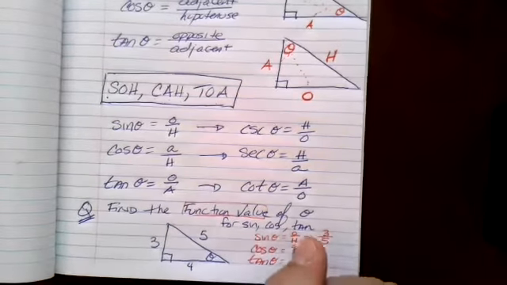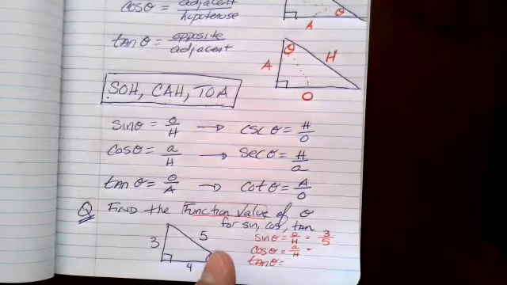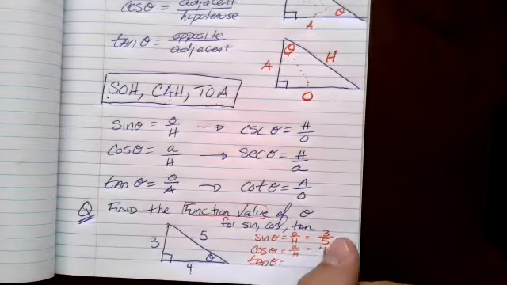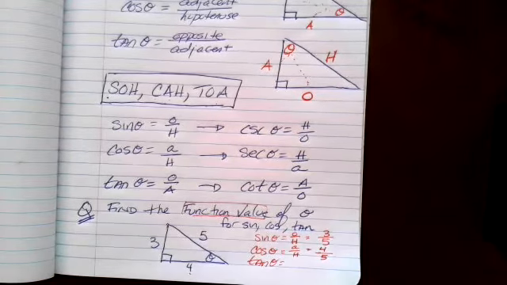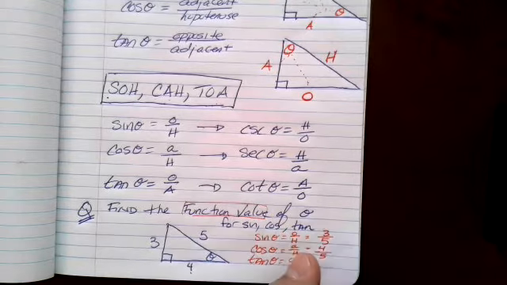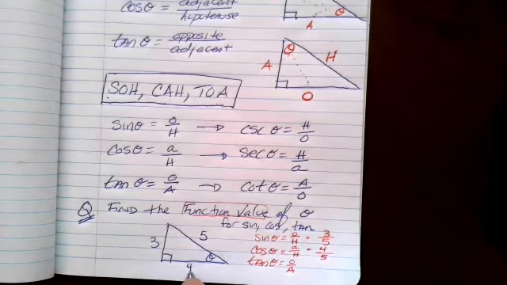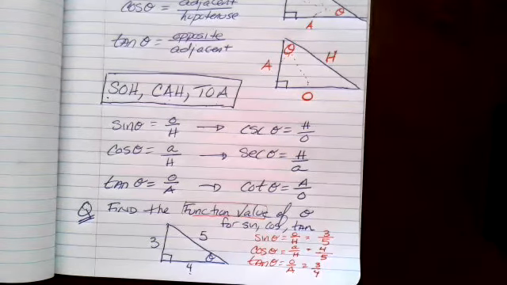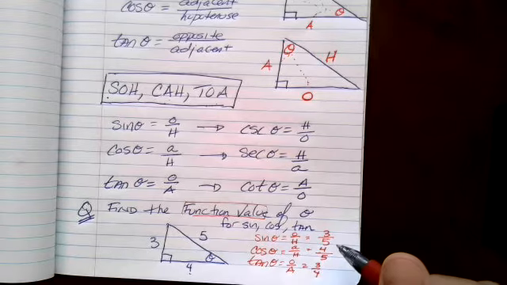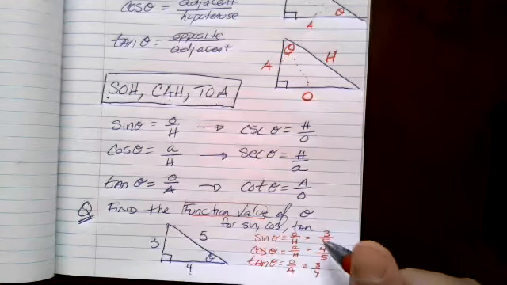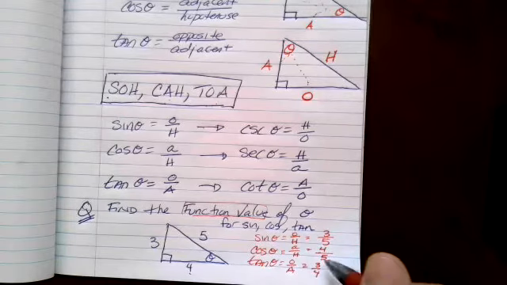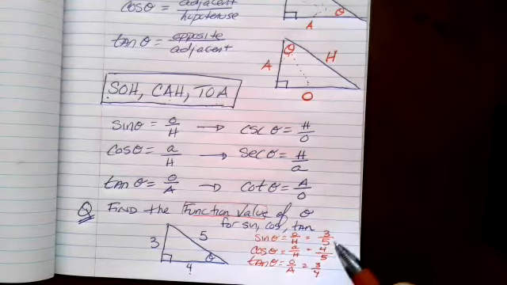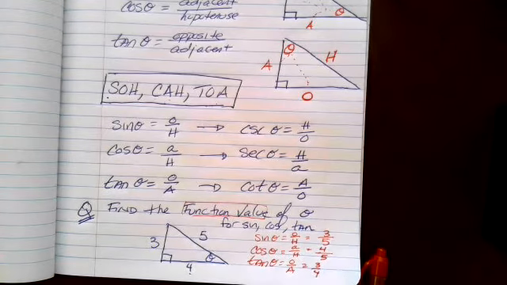So cosine we know is A over H, my adjacent over my hypotenuse. From this perspective, my adjacent is 4. My hypotenuse is 5. Tan, TOA, O over A. My opposite over my adjacent, 3/4. And if it asked for all 6 trigonometric functions, we could easily find cosecant, secant, and cotan by taking the reciprocals, right? Cosecant would be 5/3, secant would be 5/4, and cotan would be 4/3. Let's turn the page.